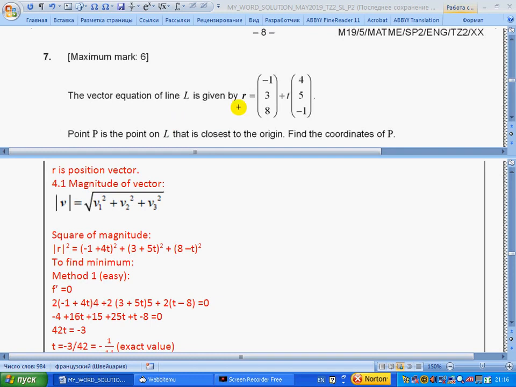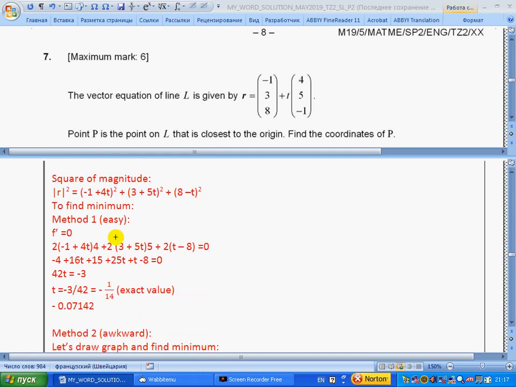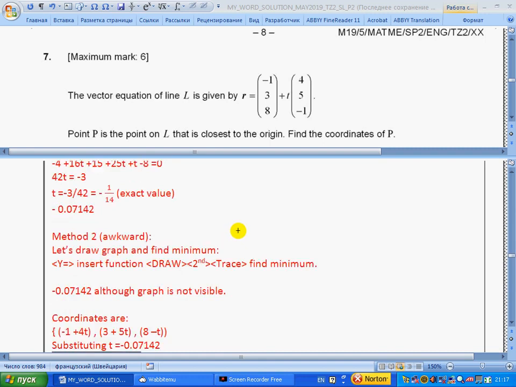r is the position vector. The magnitude of this vector equals the square root of the sum of squares of the coordinates. Instead of magnitude, we can use the square of the magnitude. And to find the minimum, we have two methods. One method is easier: the first derivative should be equal to 0. So we find the first derivative, and we see that it is minus 1 over 14, or minus 0.07142.